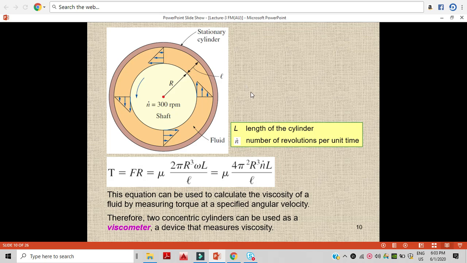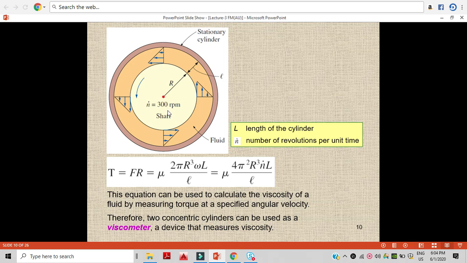So here there is an example of the bearing, because the fluid is basically in a circular shape object. This is the shaft, and this is the fixed end. This is the bearing which is fixed, and the shaft is moving, and in between there is a fluid. If this is the case, and the shaft is rotating, how can we find the viscosity? This is also basically called a viscometer.